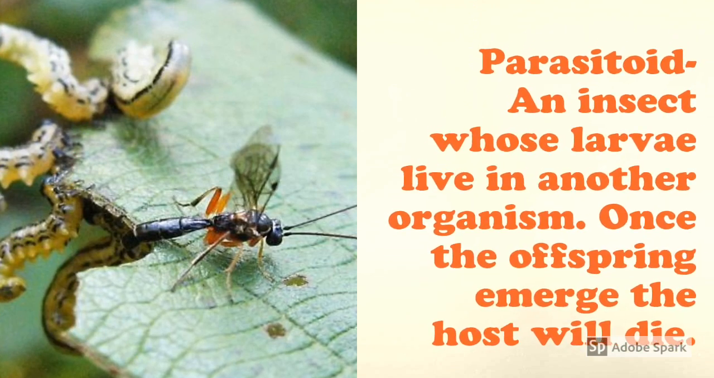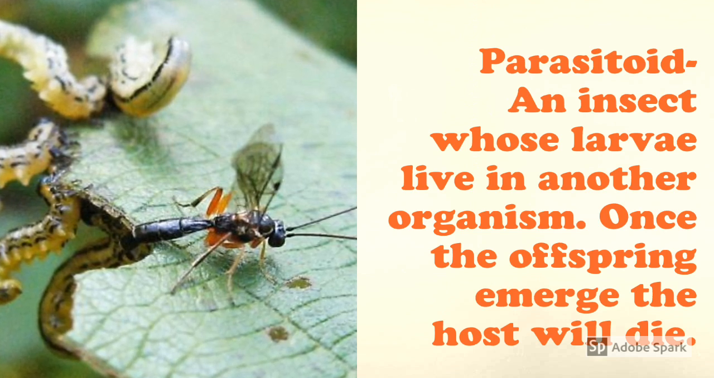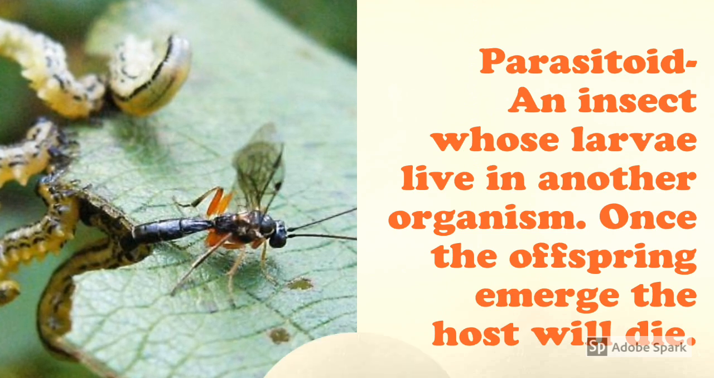A parasitoid is an insect that lays its egg inside of another organism. Once that egg has matured into a pupa or larva, it will push its way out of the host, thus killing the animal that it was laid in.